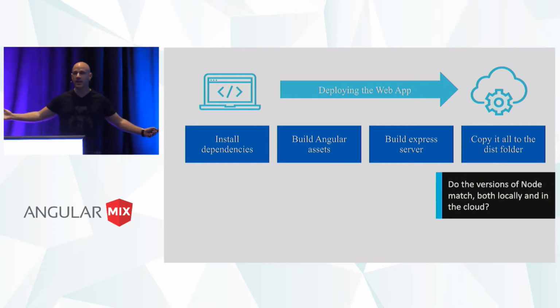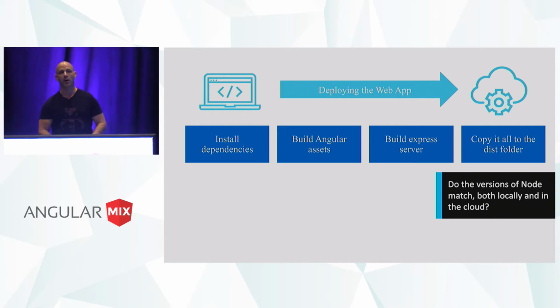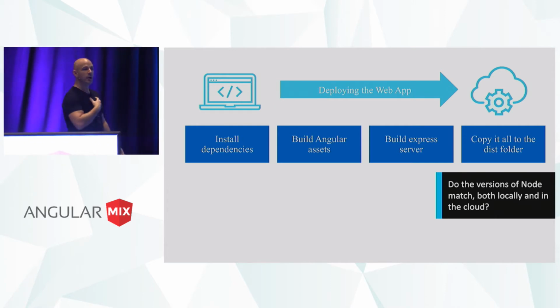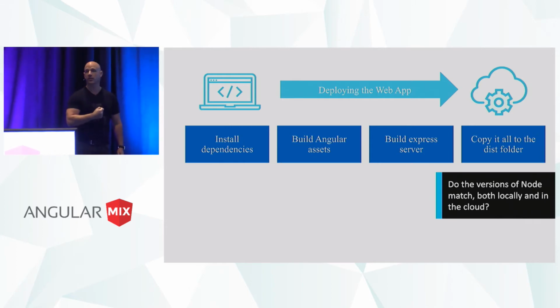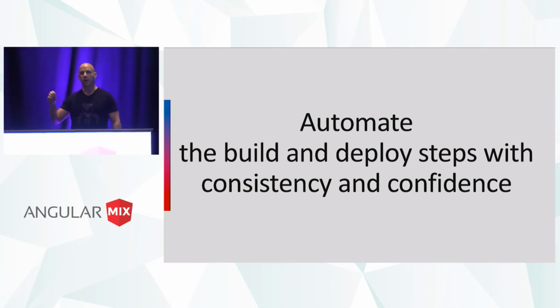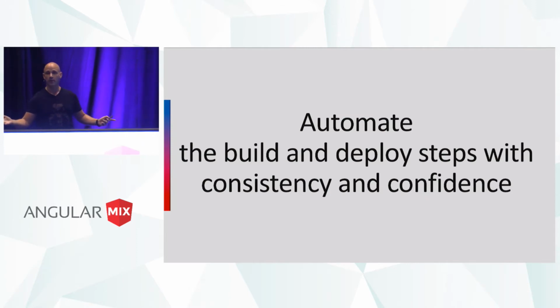And then at the end of the day, even if you do all of that, what happens if I'm running Node 6.11 and you're running Node 8.1? Might work, it might not. What if you're running Windows and I'm running a Mac and it's running in the cloud as Linux? We have to worry about these problems. So what we really want to do is automate the build and deploy process so we can have confidence that anytime we make changes, it's just going to work.